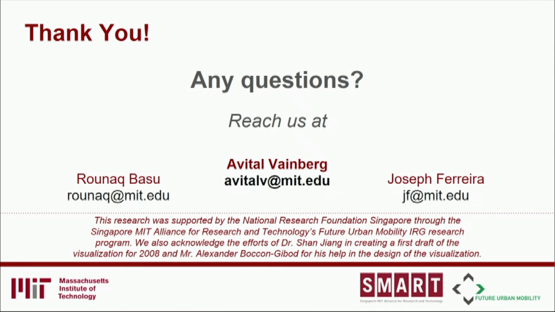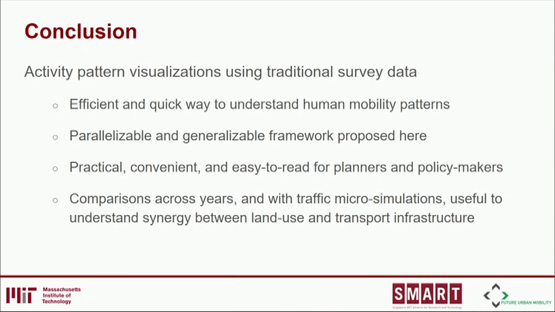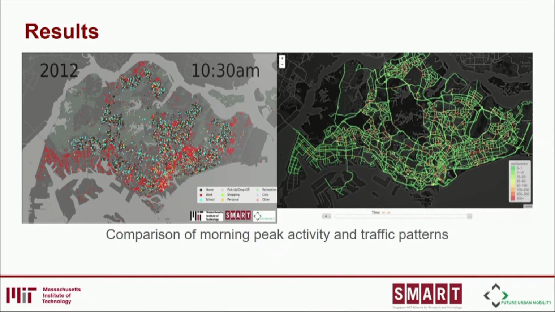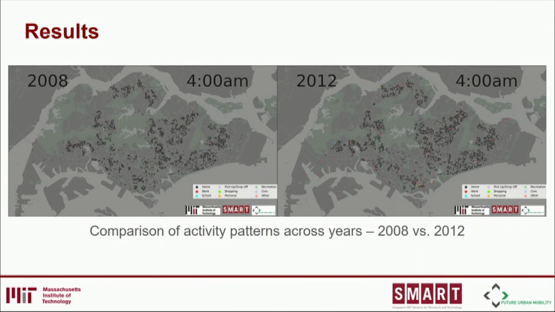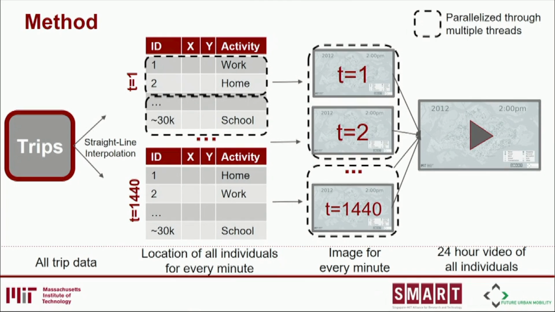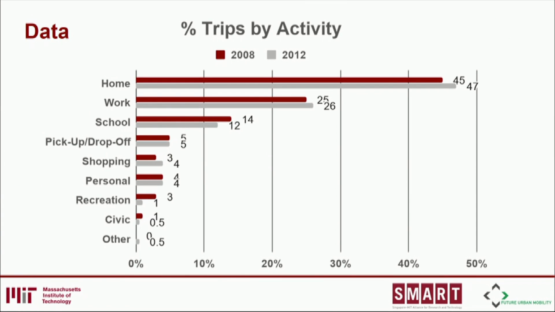Can you just go back to your slide showing the composition of your traffic purpose? I don't know how to go back on this. Which one? The slide showing the proportion of the traffic activities by traffic purpose, like shopping and home and work. Yeah, this one.